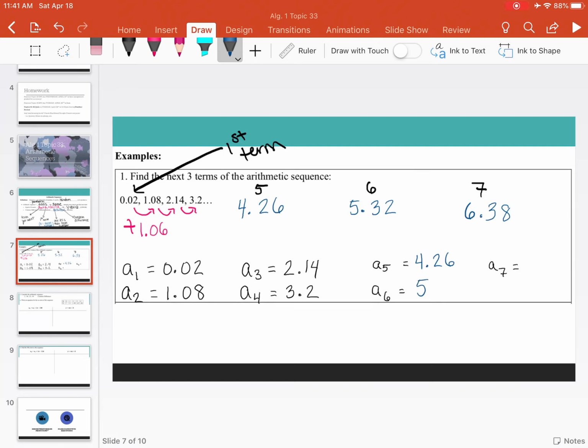4.26, 5.32, 6.38. And we use that by identifying that our common difference, spelling, is 1.06. That's what we're adding every single time.